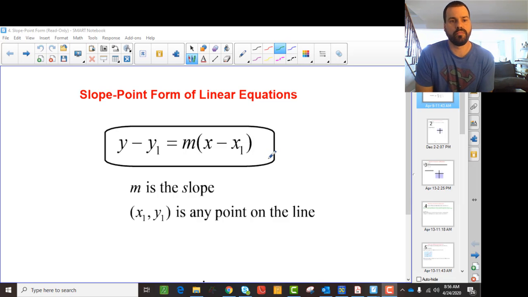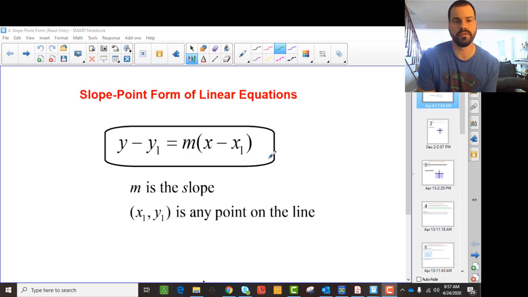So we want to discuss the slope-point form of linear equations. We've talked about the slope-intercept form. Sometimes you'll hear this method actually called the point-slope form as opposed to the slope-point form. So if you hear either of those, they're both the same idea.